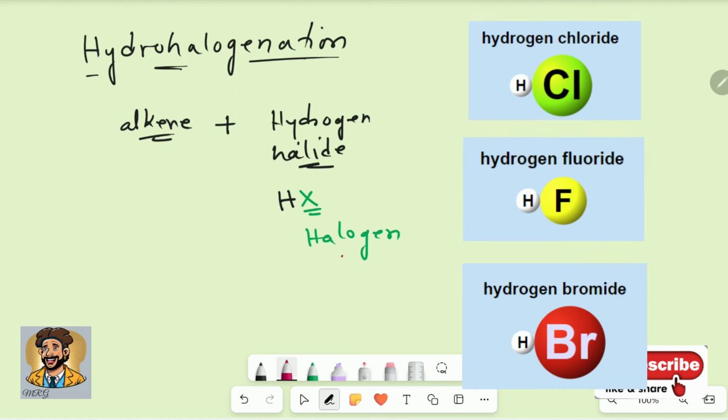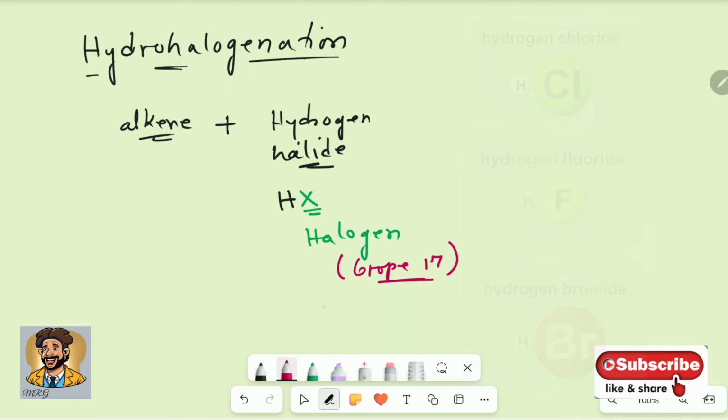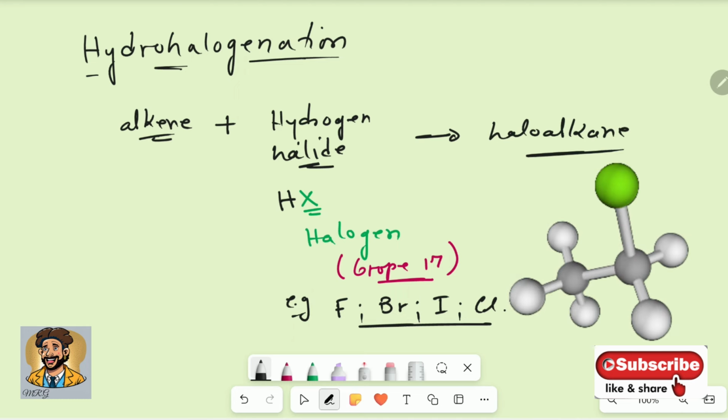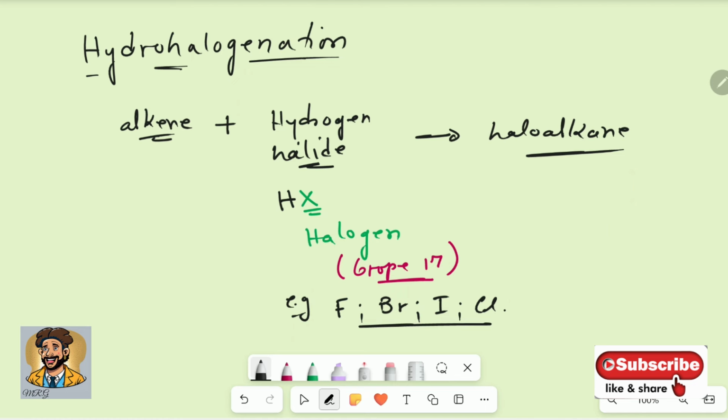And halogens, you learn that they are group 17 in the periodic table. For example, we have fluorine, we have bromine, we have iodine, we have chlorine. Those are the halogens. All right? And as a result, in the product, you will have a haloalkane. Okay? It's very, very simple.